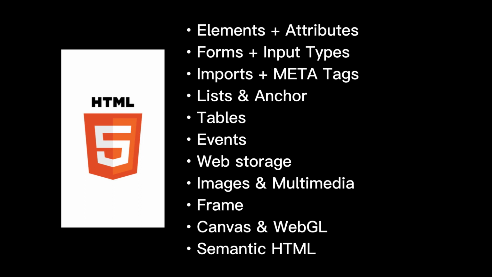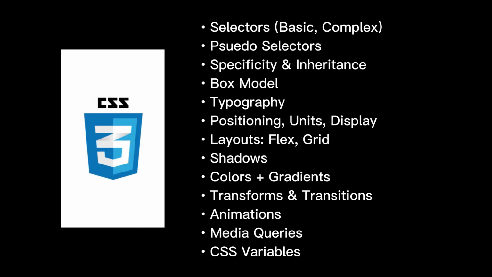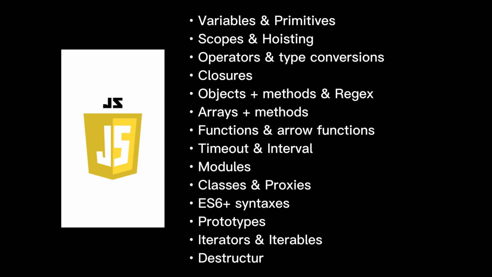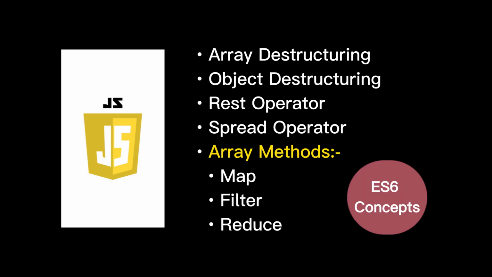Here is a list of basic concepts to learn in HTML, which includes semantic tags, tables, and unordered lists. For CSS, here is the list of the key concepts to understand, which includes knowing the flexbox layout and understanding the box model. And for JavaScript, you should learn the basics of the language, including variables, data types, functions, loops, and control statements. Plus, you should focus on ES6 features, which includes array destructuring, object destructuring, rest operator, spread operator, array methods such as map, filter, and reduce, as they would help you a lot in React.